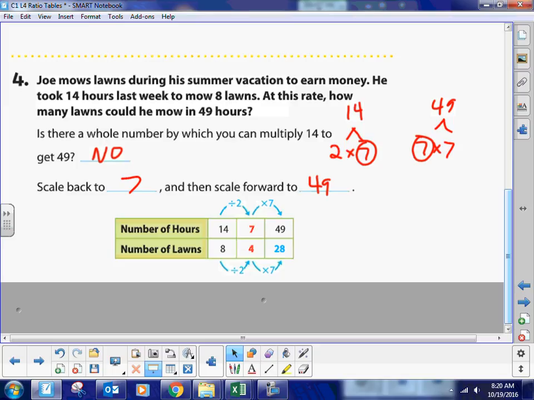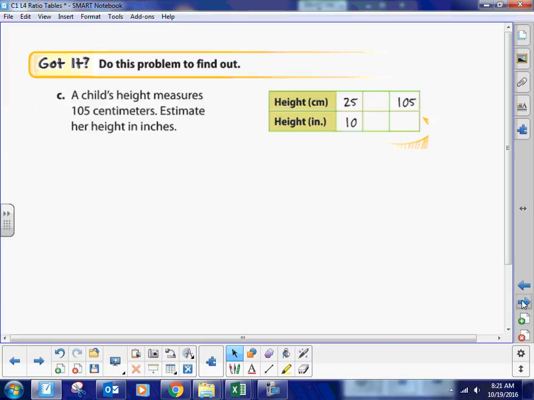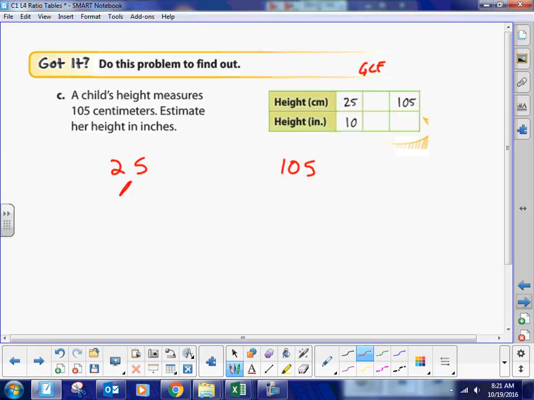Whatever you do to the top, you do to the bottom. It's very simple. Okay? Here we go. All right. We need to find the greatest common factor right here. So you take 25, you take 105. Most of you can probably see what it is immediately, because there's only 2 factors over here. It's obviously got to be one of these two, because you cannot multiply 25 by something to get to 105, whole number wise. 4 gets you to 100, 5 gets you to 125. So it doesn't work.